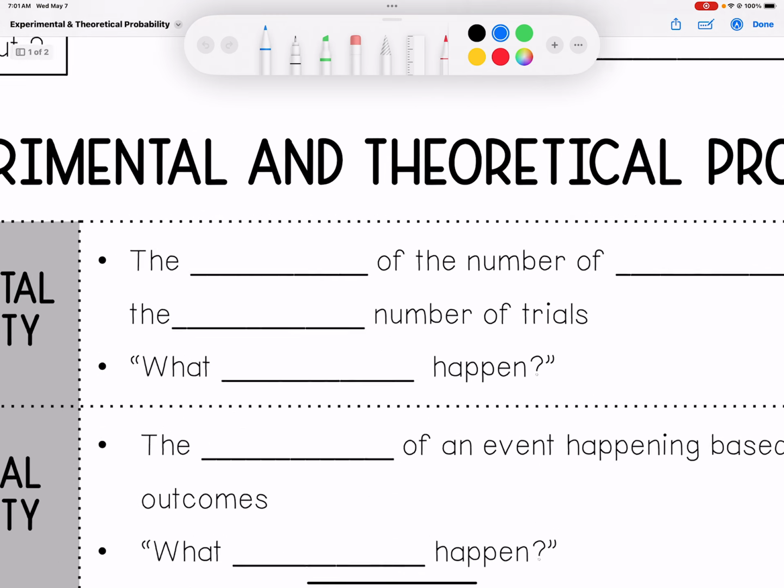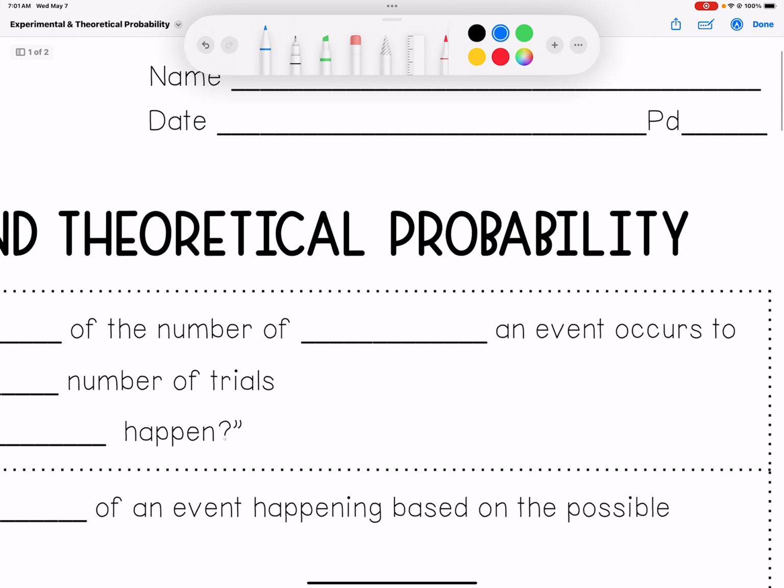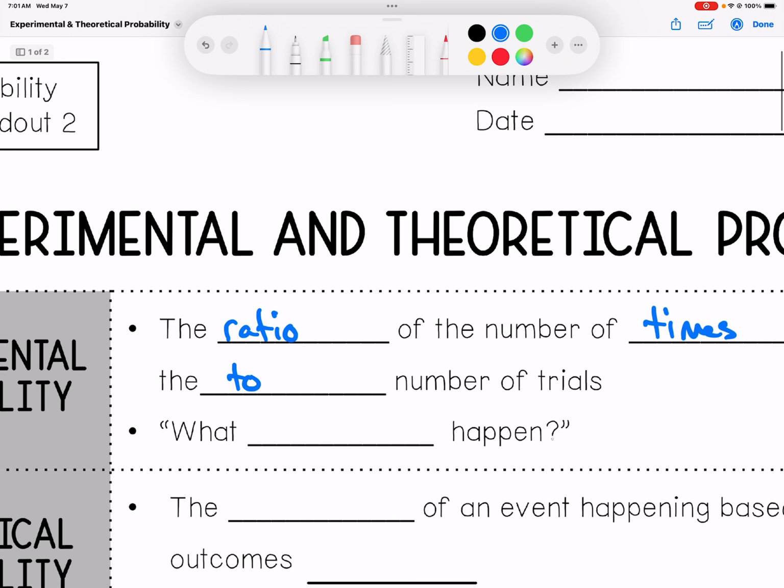Experimental probability, what is it? It is the ratio of the number of times an event occurs to the total number of trials. So this is basically what actually happens, what does happen. Like you do it and this is what happened. That's experimental. We did it, we experimented, this is what happens.